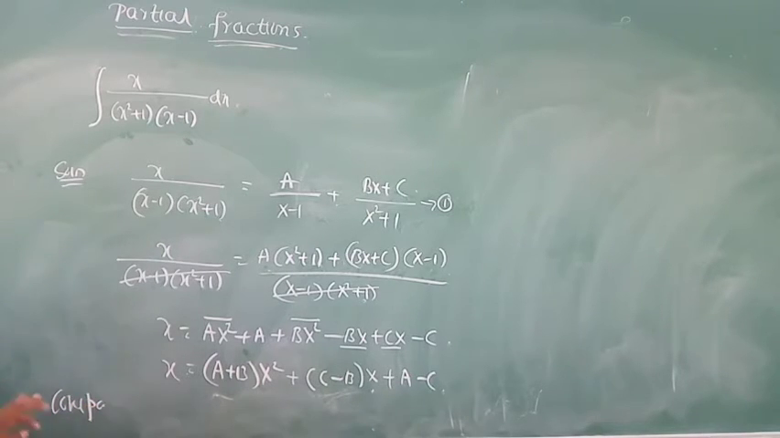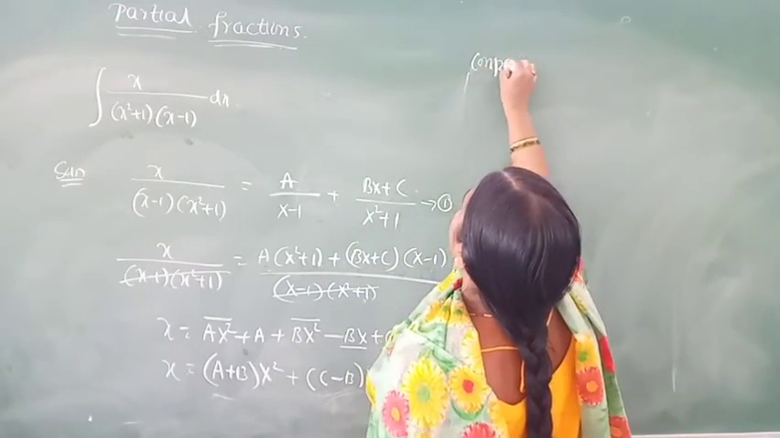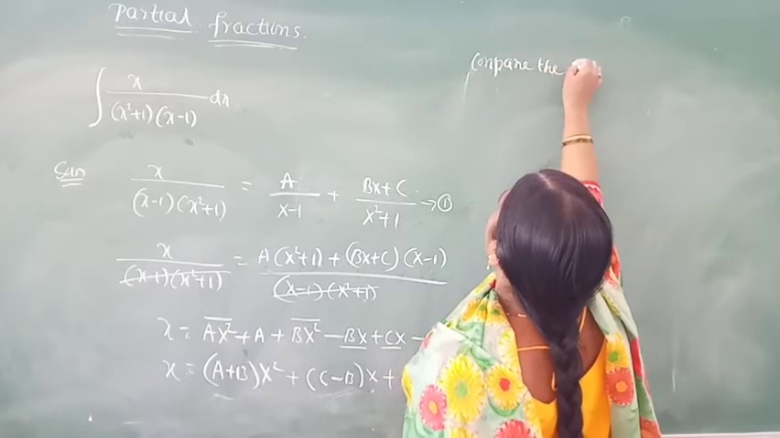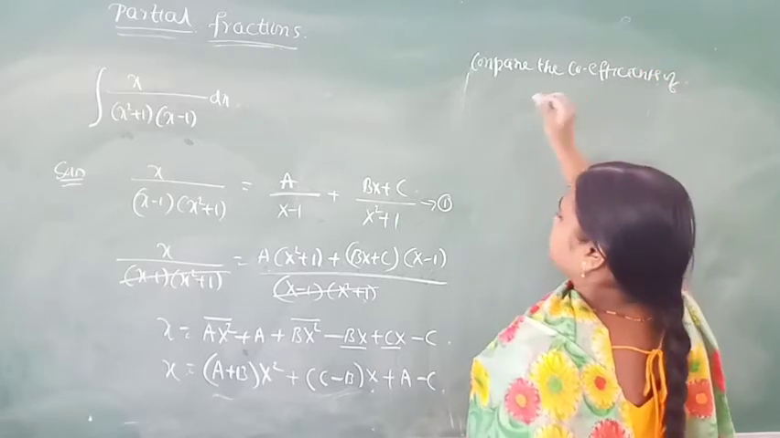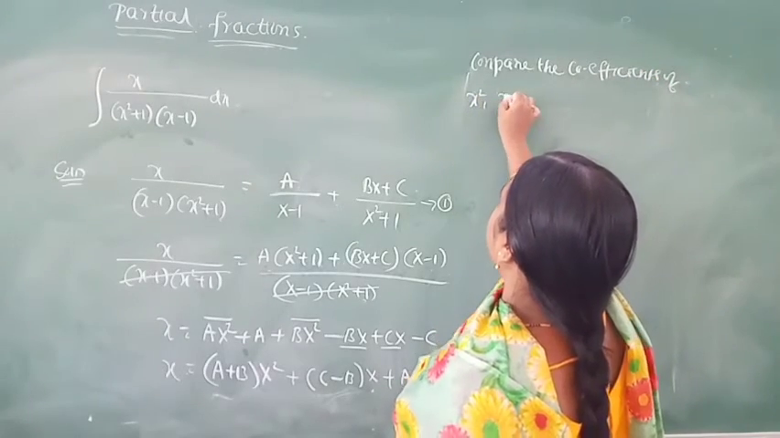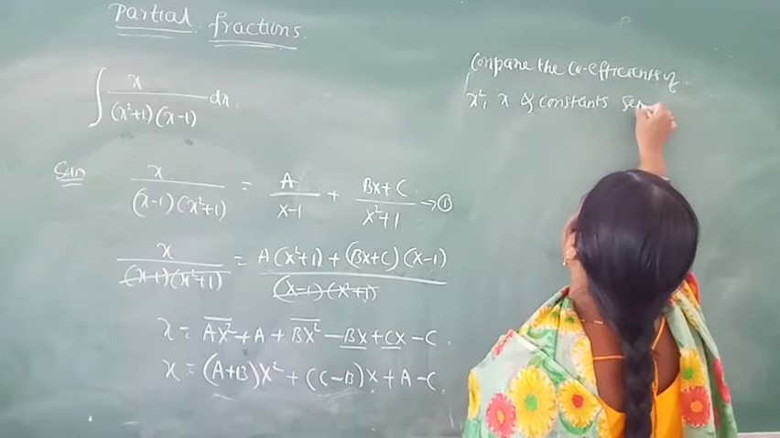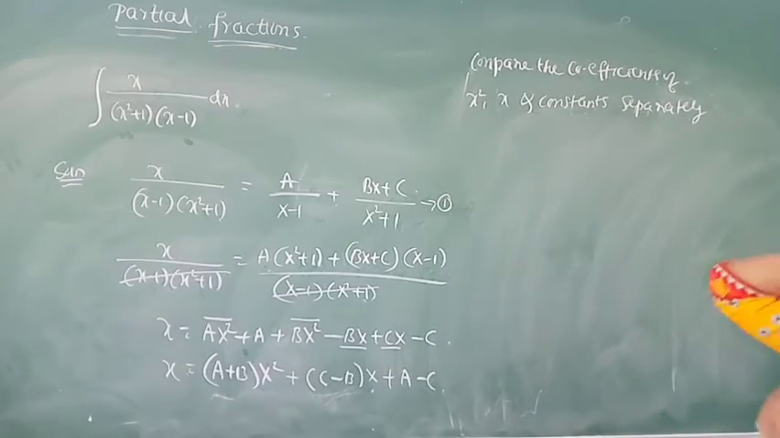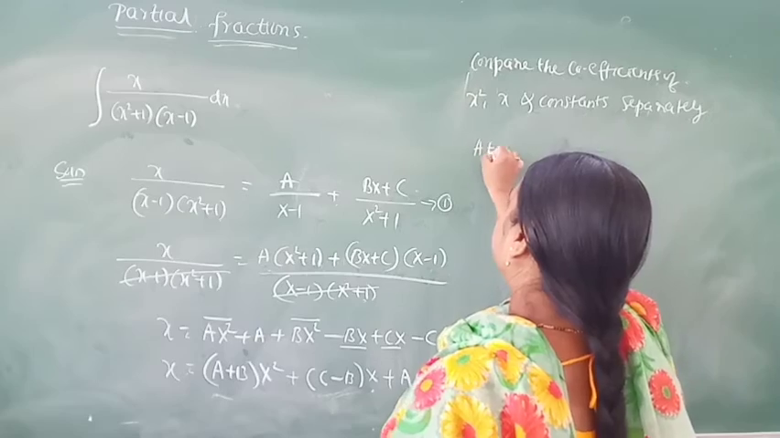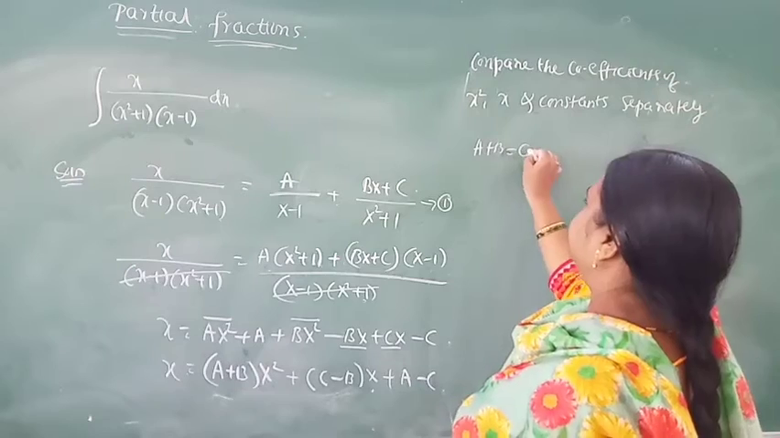Next step is compare the coefficients, correct? Compare the coefficients of what here? x square, x and constants, separately. Okay, here x square is what? a plus b. But here, is x square there? No, x square is not there. If it is not there, we can have it equal to 0.